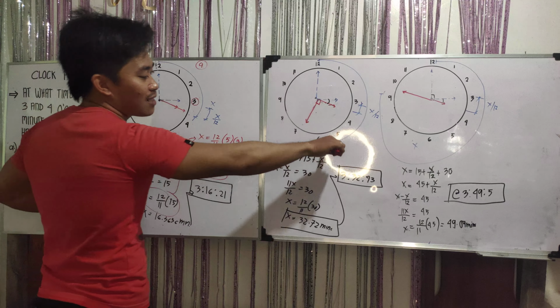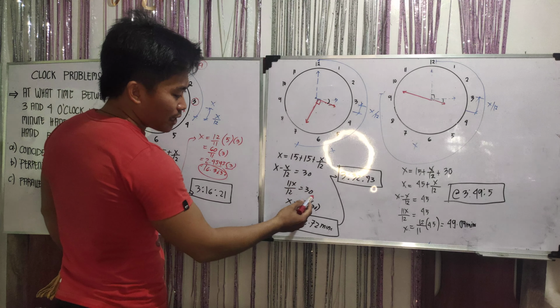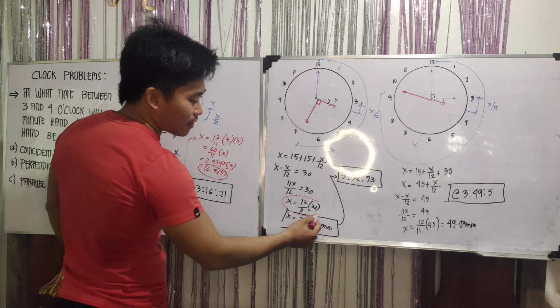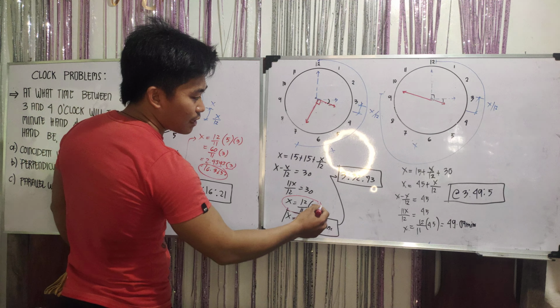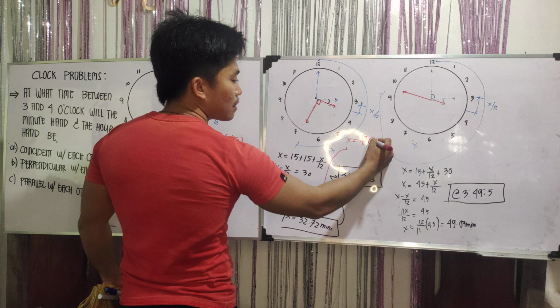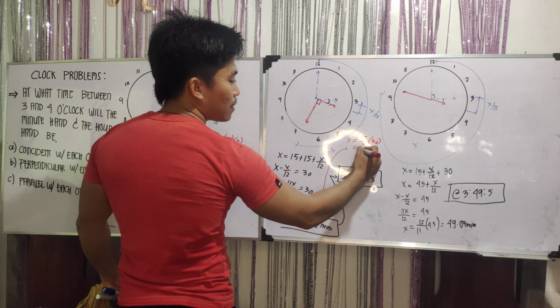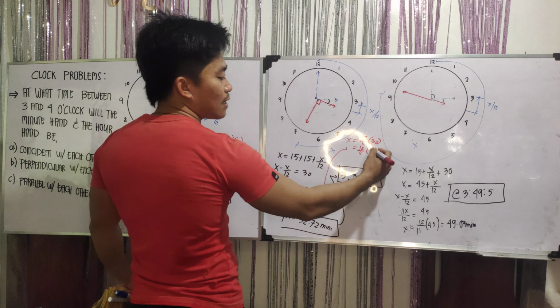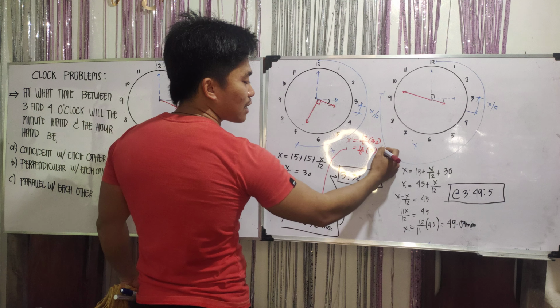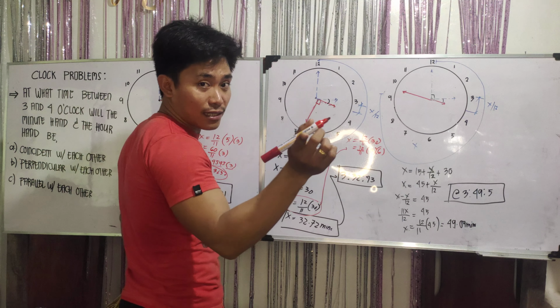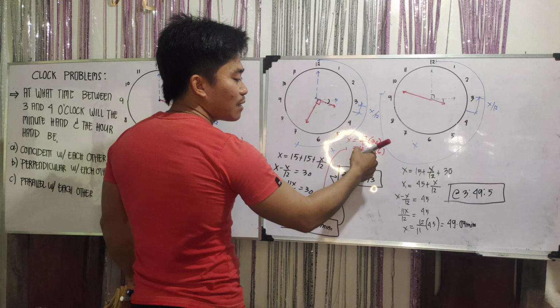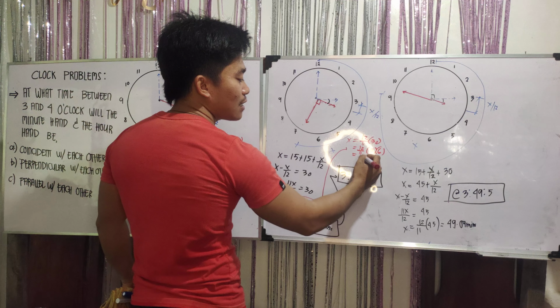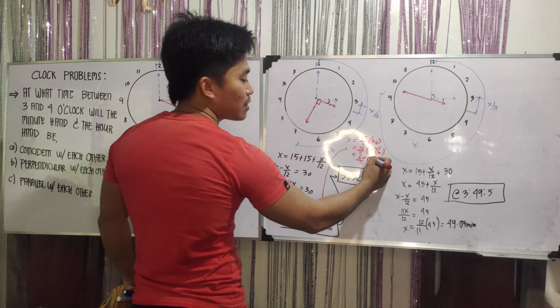Now, how about this one? Makinig. What if kunin ko ito, yung number na ito? Okay? Dalhin ko siya doon. Okay, what is this? X is just equivalent to what? 12/11 times 30. Okay, now, 12/11, what is this 30? 30 actually is just the product of 5 times 6. Right? Okay, now, 12 times 5, is that 60/11 times 6?